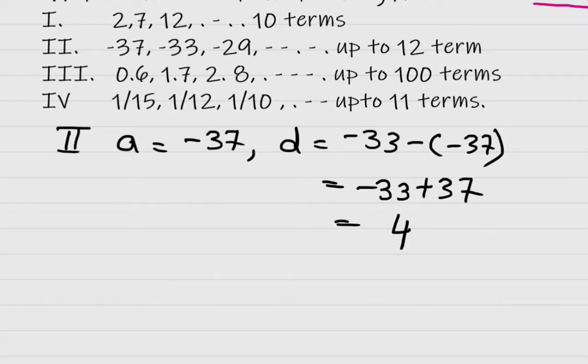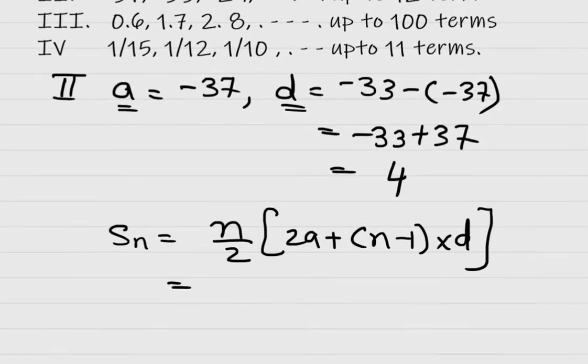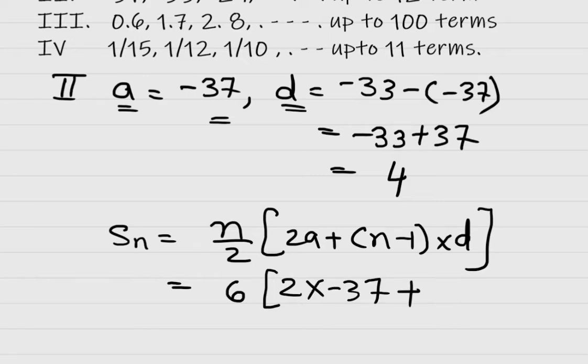Now let's see. You have got D, you have got A, you don't have the last term. So let us find Sn by the formula n by 2 into 2A plus n minus 1 multiplied by D. So see children, you are getting n by 2. How many terms do you have to take? 12 terms. So n by 2 means 12 by 2, that is 6, into 2 into A is minus 37. So 2 into minus 37 plus, how much is your n? Again 12 terms. So 12 minus 1 is 11 into D, which is 4. So you are getting 6 in the bracket.